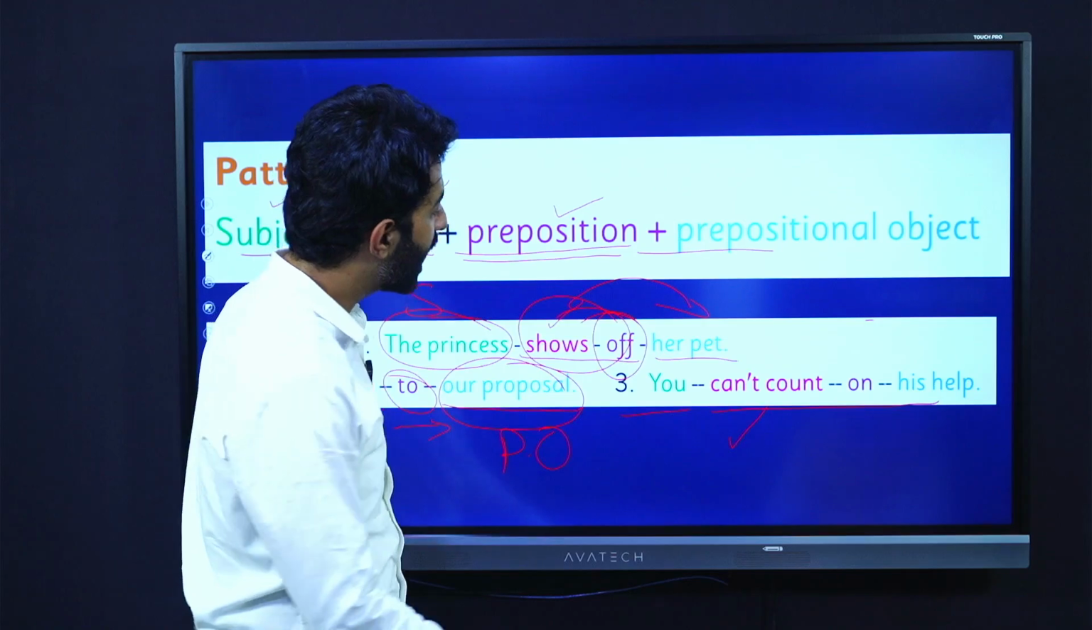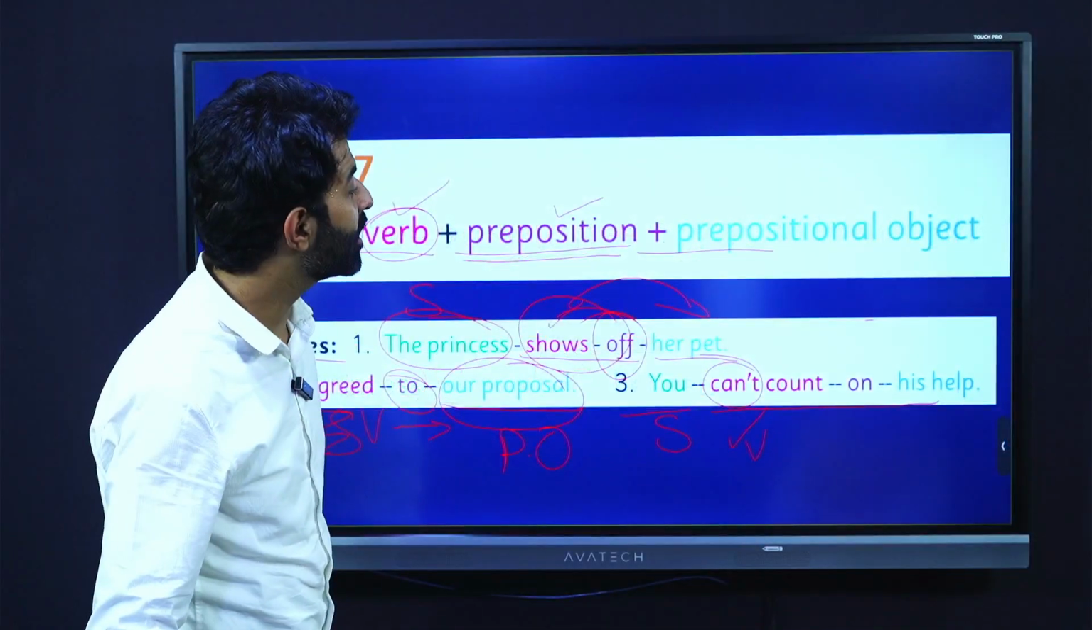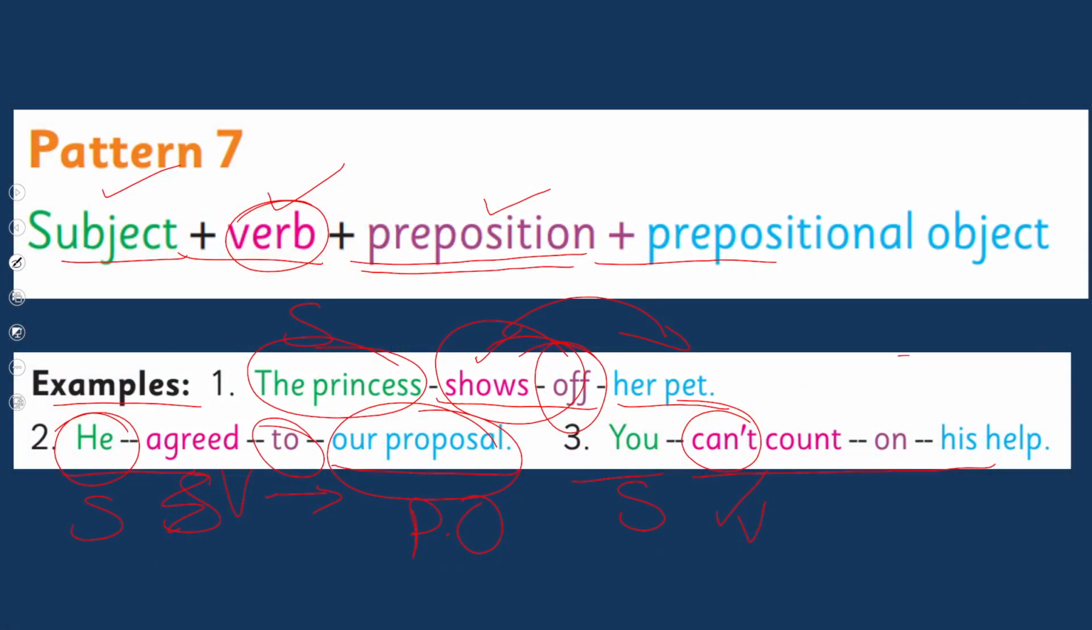You क्या है? Subject. Can't, verb है ना? And what kind of verb is can't or cannot? Modal verb. It is showing us the possibility. All right. Count is the verb, on is the preposition, and help is the prepositional object. You can't count on his help.